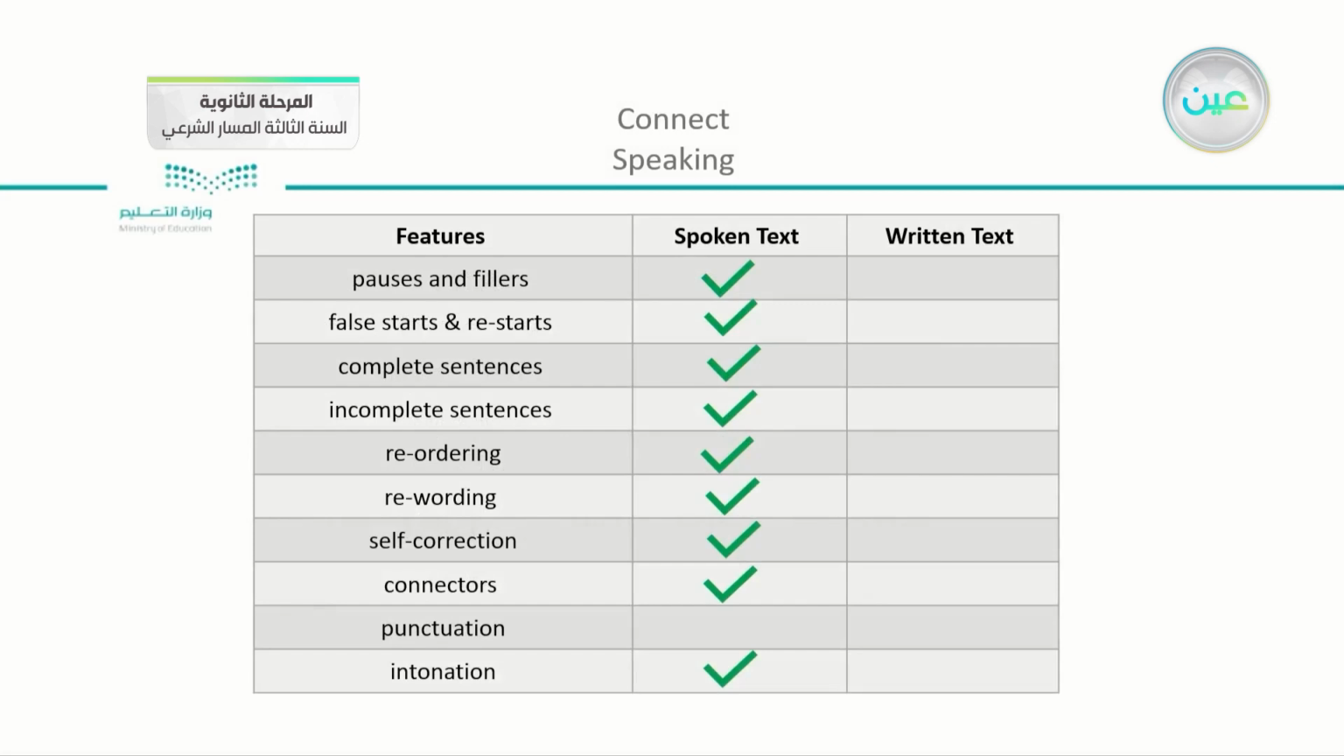Now, were there pauses and fillers? Were there false starts or restarts? Were there complete sentences, incomplete sentences, and so on? So we're going to see what are the basic features that we have here in written text. We can say yes, there are complete sentences. And yes, we have here connectors, they are used. And of course, punctuation can be seen, unlike the spoken text, which we cannot see, but we can hear.